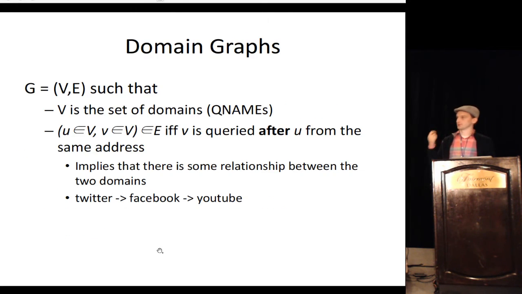So a domain graph is basically as follows. The vertices are a set of domain names, and there is an edge from one vertex U to V if the name associated with V was queried after U from the same address. The weight of the edge is associated with the delta between the timestamps. So you have a much larger weight if they were close together, and a much smaller weight if they're farther apart. We did it this way because it implies some kind of relationship between the two domains. You might be on YouTube or Twitter, and then you might navigate to Facebook or YouTube by clicking links or something like that.